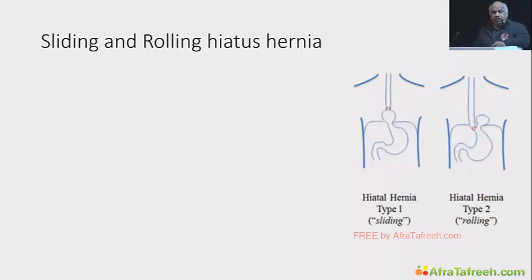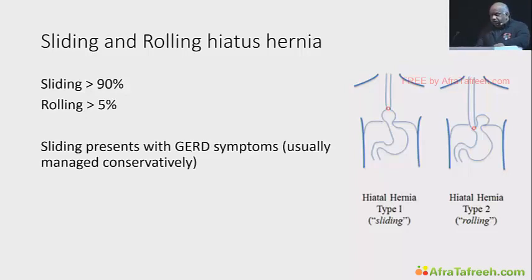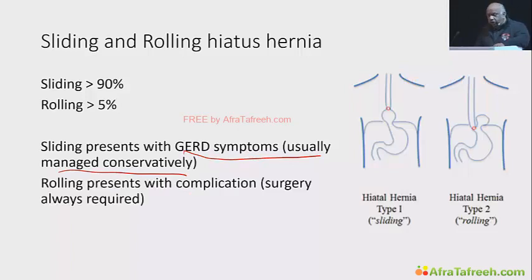What are the salient features we need to know? Sliding is more common, more than 90%, rolling is 5%. Mixed is hardly 1-2%. And when you have another part of the bowel like jejunum, that's very rare, not even 0.5%. Sliding presents with GERD and is managed conservatively. Very rarely do we do surgery for sliding. While rolling presents with very high complications.